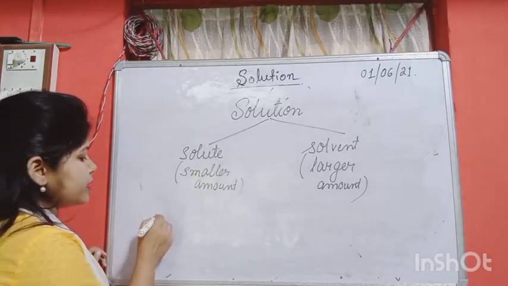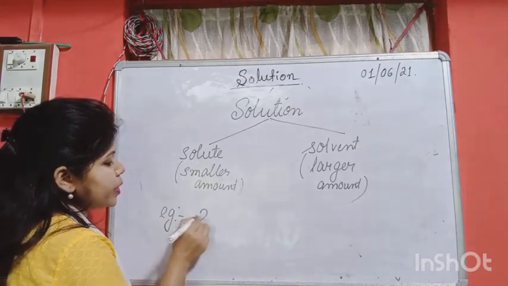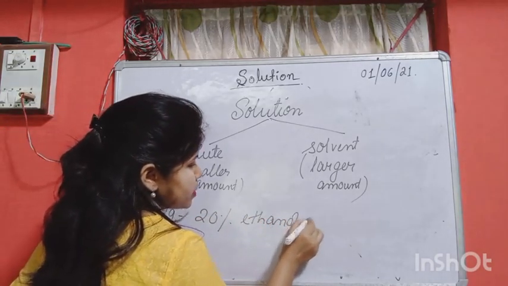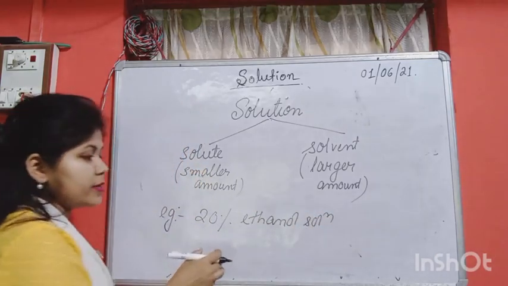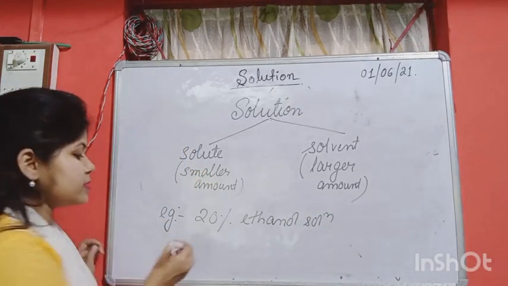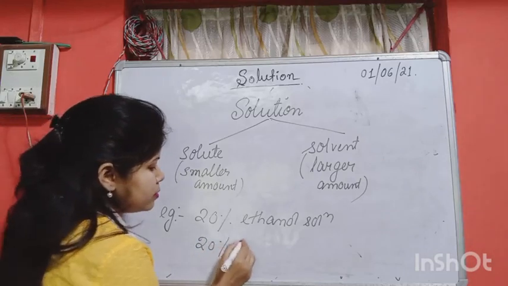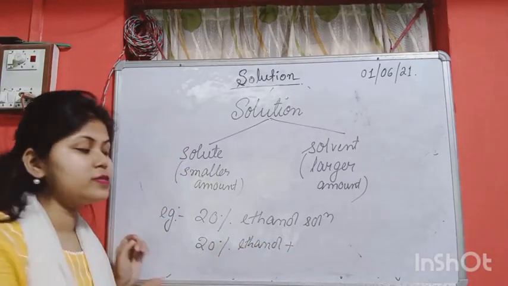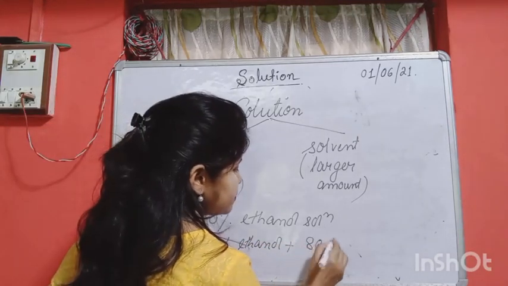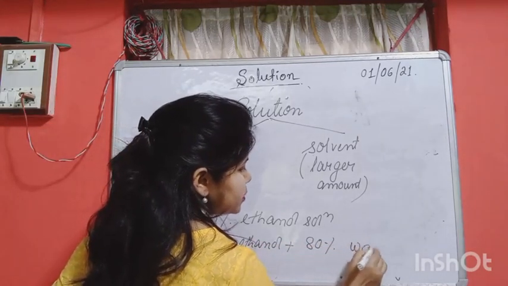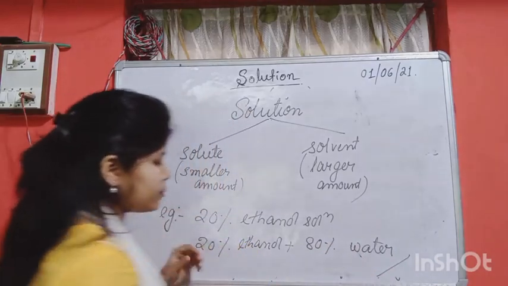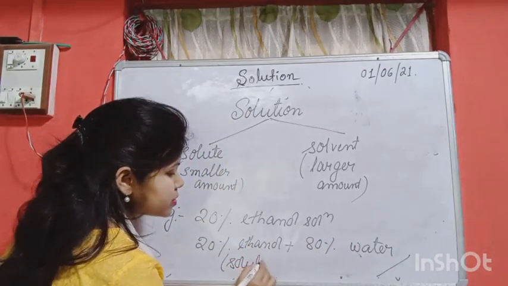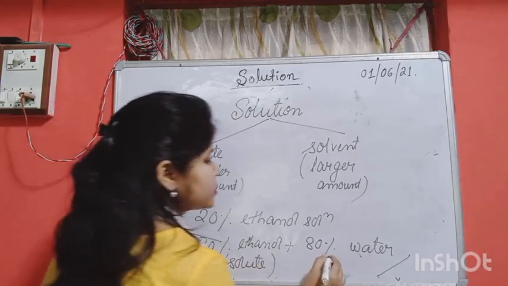Suppose I am taking an example, a 20% ethanol solution. That means in the solution, 20% comprises ethanol plus the remaining 80% comprises water. 80% water will be present. So which is the solute here? The solute will be ethanol because it is present in smaller amount, and the water will be the solvent here.